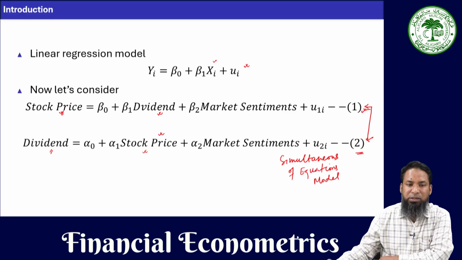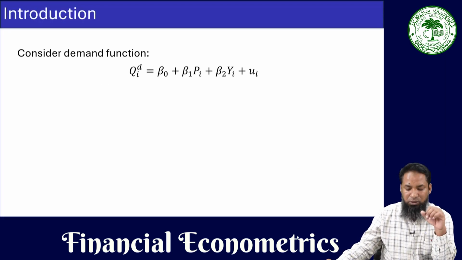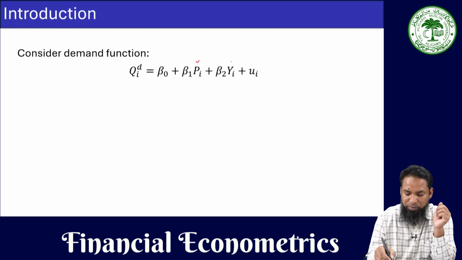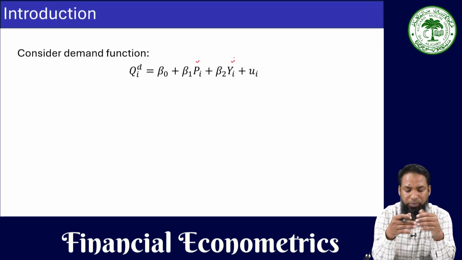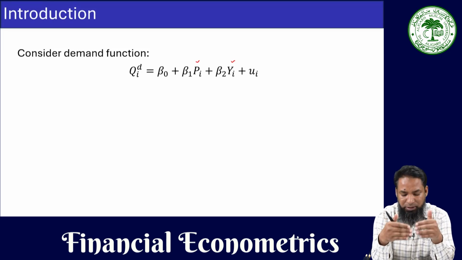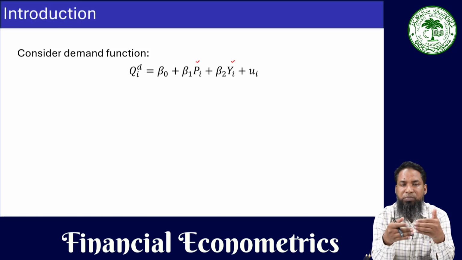Let us take another example to understand this: the demand function. We know from economic theory that the quantity demanded of any particular good depends on its price, and it also depends on the income. However, market theory says that we cannot determine the demand in isolation. We have to determine the quantity demanded in the market condition, in relation with the quantity supplied and also in the equilibrium situation.